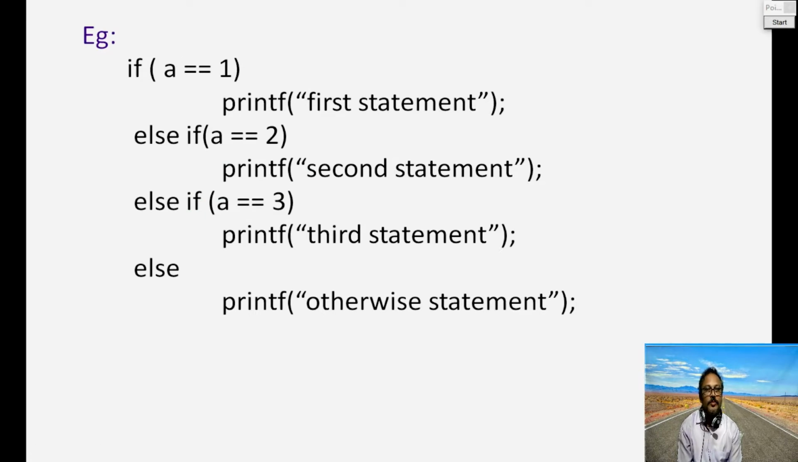We'll discuss the programming part also, but for the time being, just consider this example. What is happening? If A equal to 1, remember the double equal to here; double equal to is the comparison operator in C language. If A equal to 1, then the first statement is executed. Else if A equal to 2, then the second statement is executed. Else if A equal to 3, then the third statement is executed. Else, otherwise, printf prints the otherwise statement.